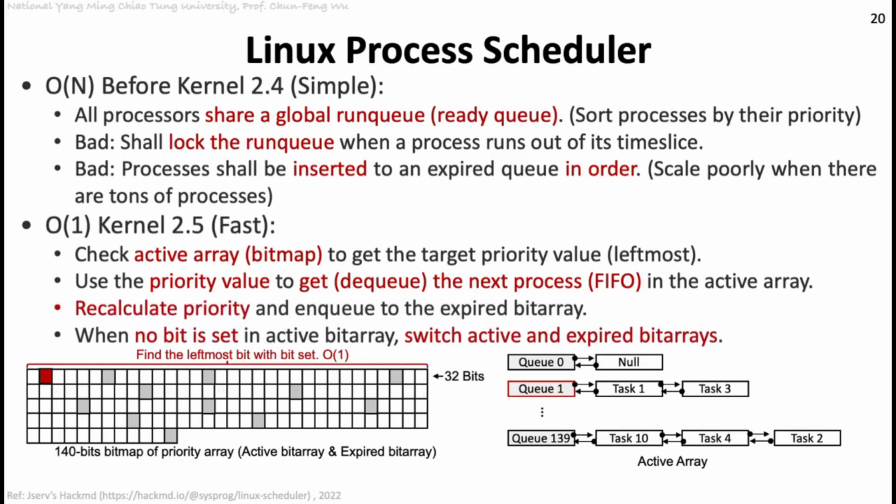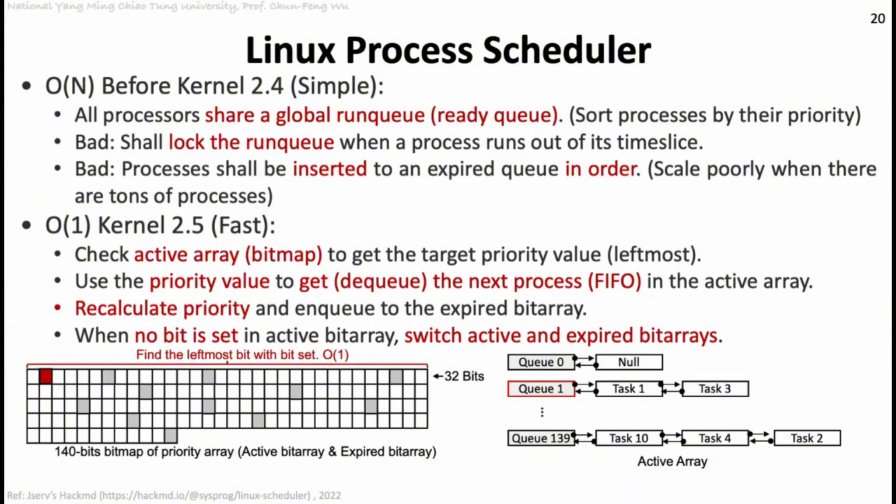Okay, so we only talked about the insert part. Actually, when the process uses up its time slice, we need to recalculate the priority and enqueue it to the expired bit array. So you can think, here is the active bit array, and we need the same one, but for expiry. Expire means the process has used up all its time slice, right? But even though they used up their time slice, they are still not finished.